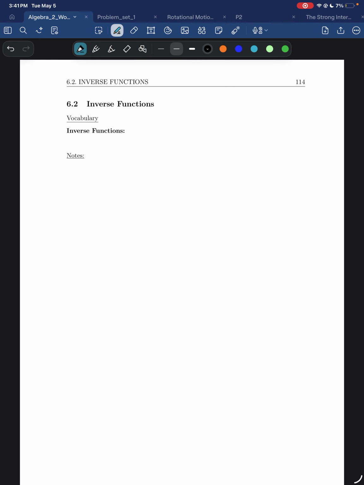Inverse functions. Now, this is a very interesting topic. The main point of inverse functions is this: if I have a function, f of a equals b, where a is my input and b is my output.